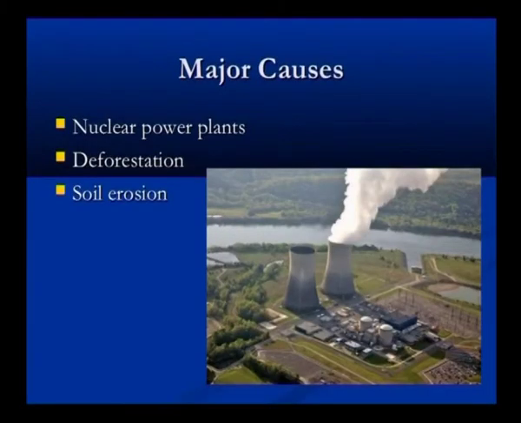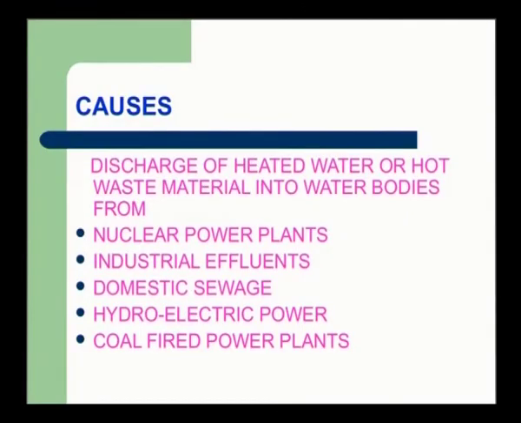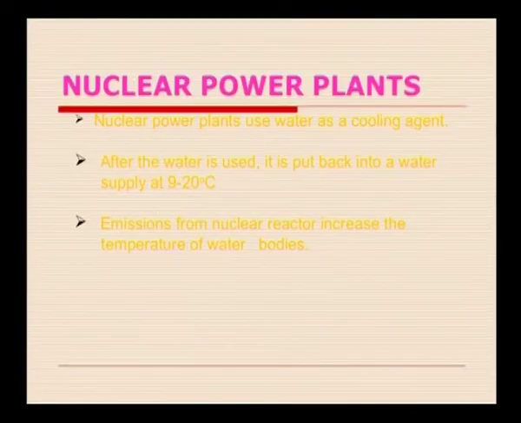Major causes are nuclear power plants, deforestation and soil erosion. Discharge of heated water or hot waste material into water bodies, let it be from nuclear power plants, industrial effluents, domestic sewage, hydroelectric power, coal-fired power plants. Nuclear power plants use water as a cooling agent. After the water is used, it is put back in the water supply between 9 to 20 degrees C. Emissions from nuclear reactor increase this temperature of the water bodies.